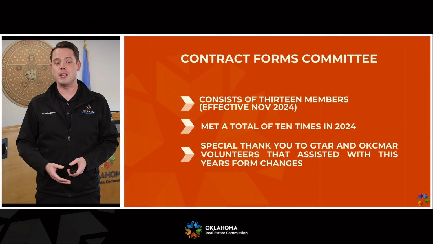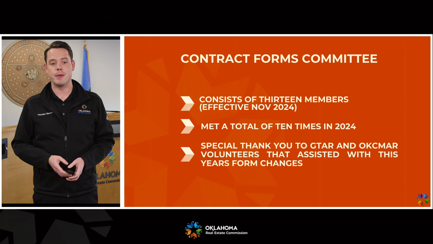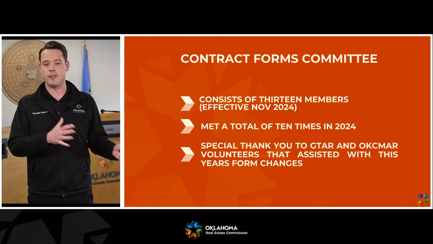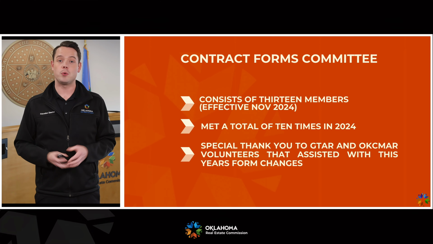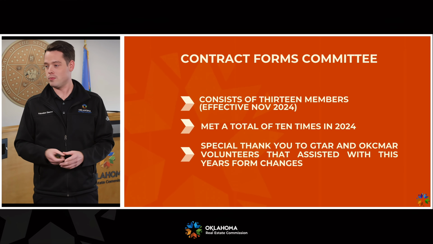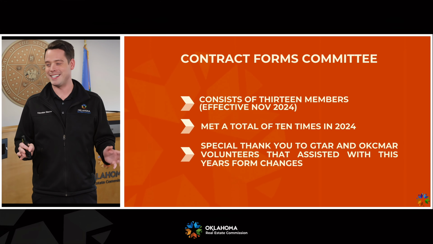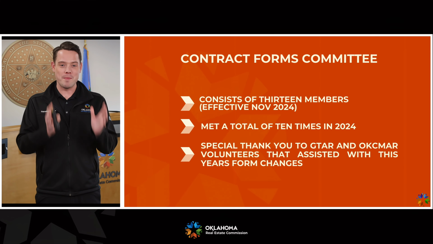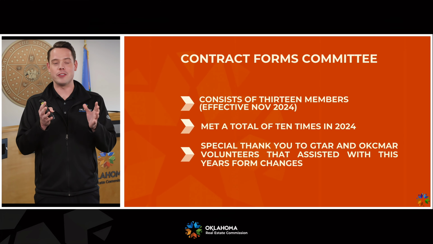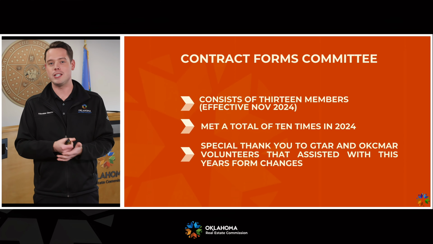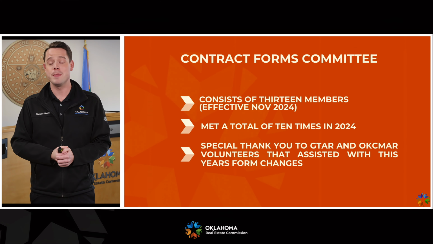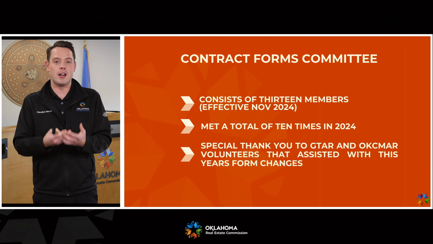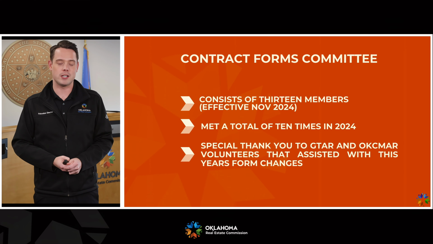The Contract Forms Committee consists of 13 members. That was effective November 1st of 2024. There used to be 11 members. Now there's 13. 2024 has been a busy year. I know nothing really has changed in the real estate industry. There's been a lot of change, right? We met a total of 10 times. And these experts are volunteers from across the state of Oklahoma that are volunteering their time to the benefit of consumers and licensees across the state.